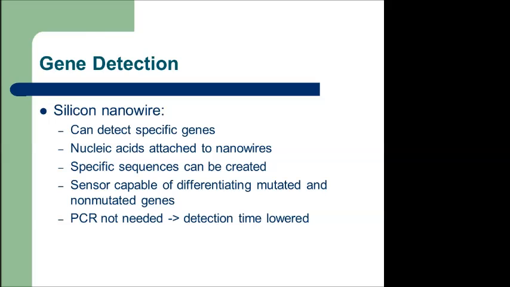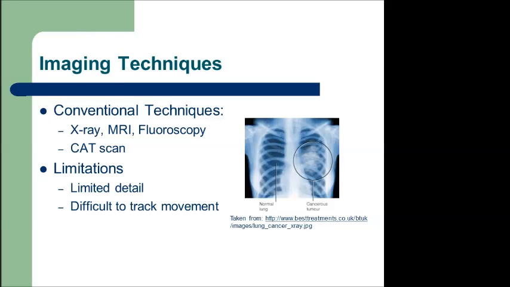Then imaging techniques. The conventional imaging techniques we see in hospitals are X-ray, MRI, fluoroscopy and CAT scans. The limitation is that every technique gives limited detail only. It is difficult to track movements. For example, in lung cancer, we can't easily image the cancerous tumor within the lungs because bones are there.